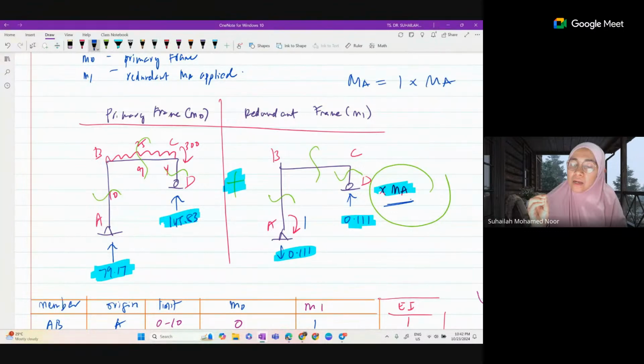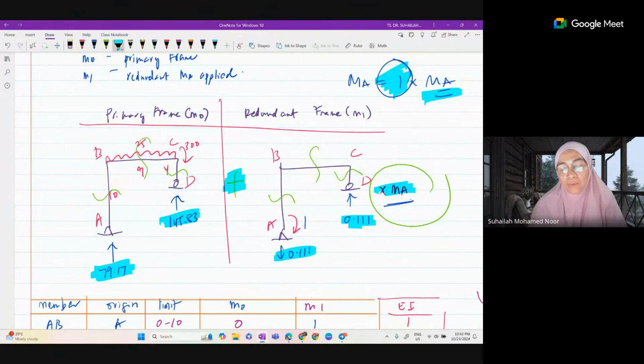So apa yang kita buat dalam redundant frame tu semua due to 1. So bila kita dah dapat balik MA ni, bila kita dah dapat balik the reaction, the value semua due to a unique value ni, so of course kita kena kali balik dengan redundant. Jangan lupa kali balik dengan redundant, then only kita dapat balik the value MA. Okay, so yang ni lagi senang compared to kita recalculate reaction using equilibrium equation. Anyway ikut suka you lah, which one you comfortable you boleh buat.